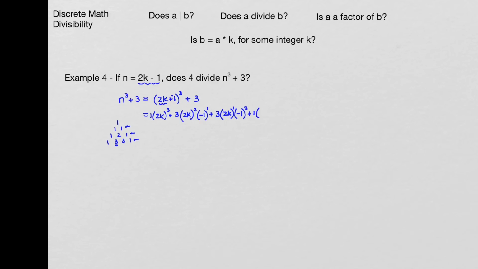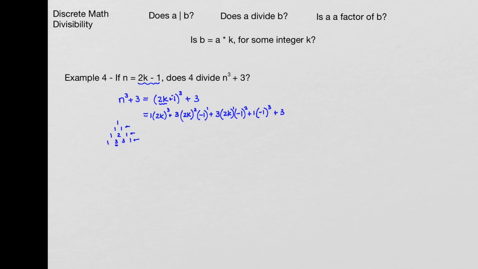Now, I don't have any 2k left. I could write 2k to the 0 power, but that's not necessary, that just makes it 1, and I have negative 1 to the third power. And then don't forget, there's a plus 3 on the end.